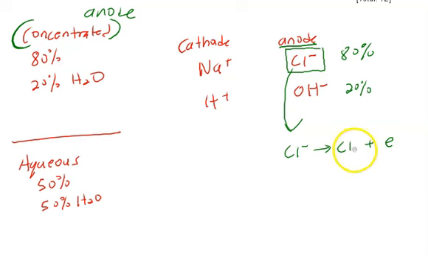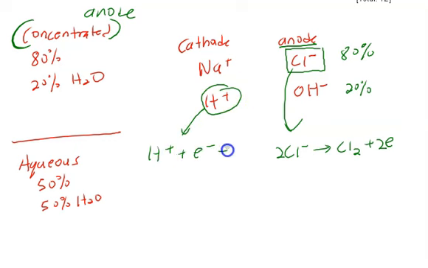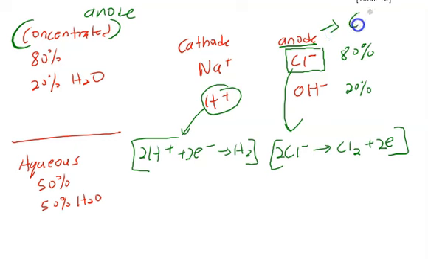It is a halogen, so it will appear as a diatomic molecule. At the cathode, as usual, you will have hydrogen. So this is the scenario for the concentrated solution. Okay, so at the anode it will release chlorine gas, at the cathode it will release hydrogen gas. Now we look back at the question.